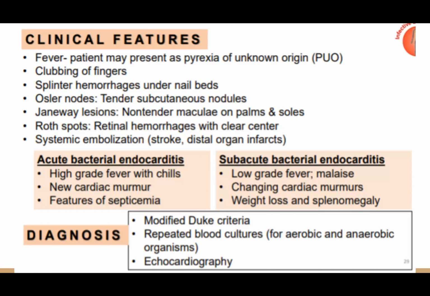So again, you have acute and subacute, which are going to have different presentations. And then how do you diagnose this? It's the modified Duke. So if I remember correctly, they'll ask you how would you confirm this diagnosis or something along those lines, or which of the following would help you? I don't remember, but just understand the modified Duke criteria.